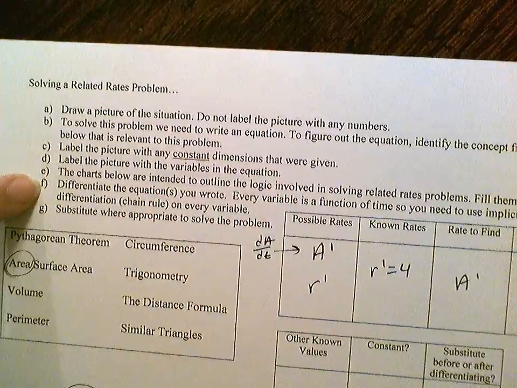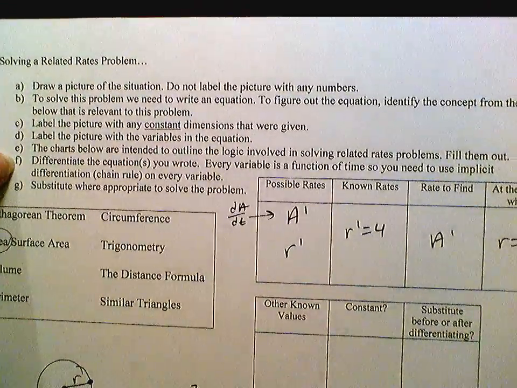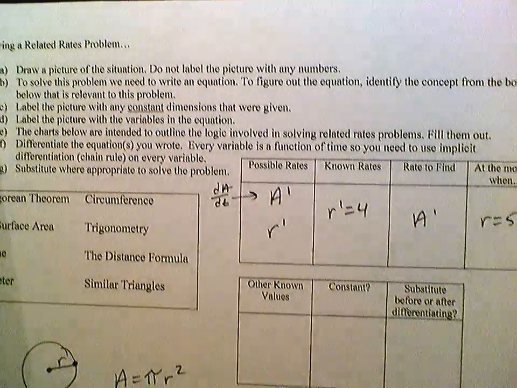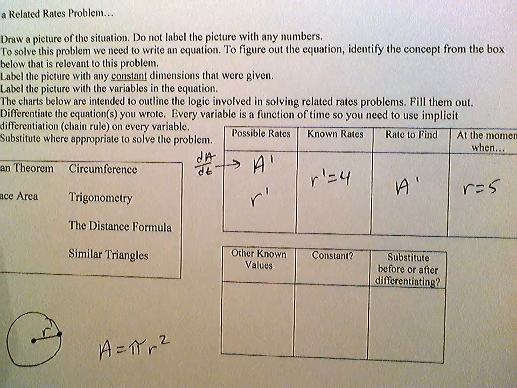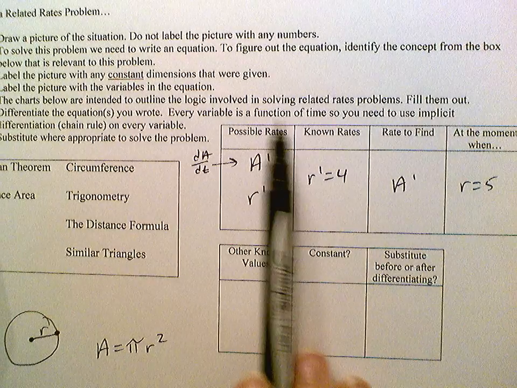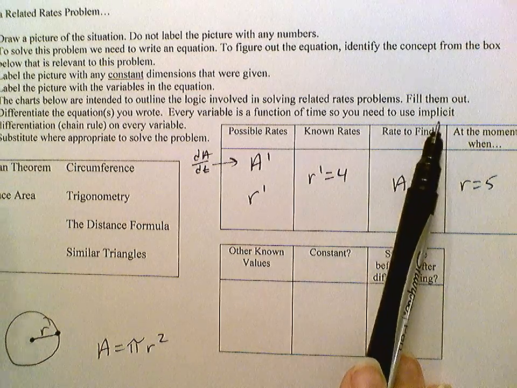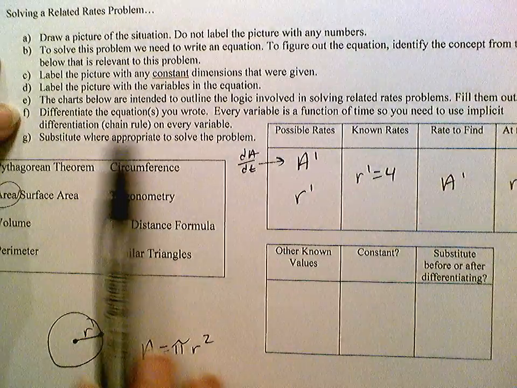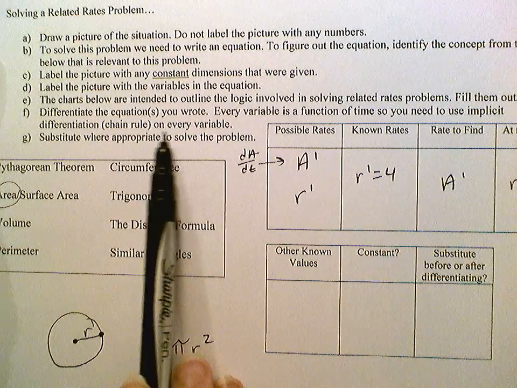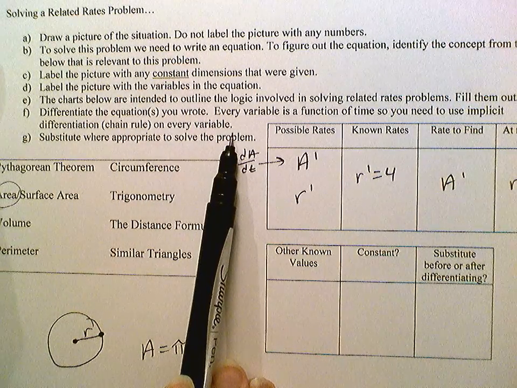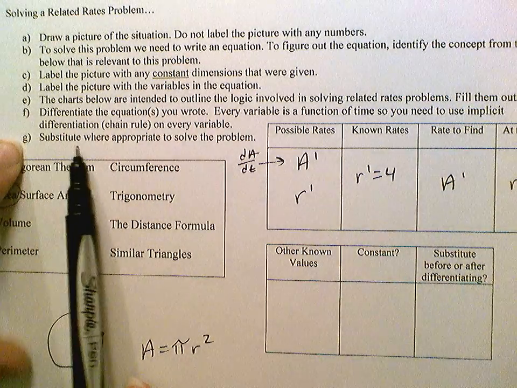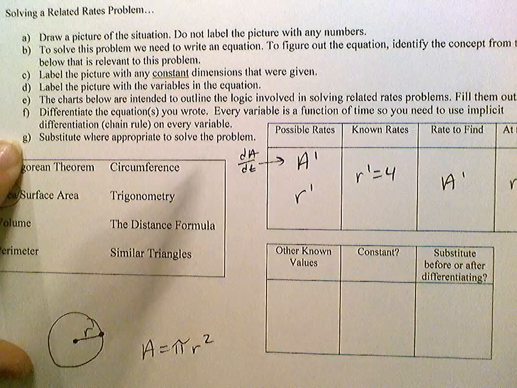Okay, so now we're on part F. Differentiate the equation or equations you wrote. Remember that every variable is a function of time, so you need to use implicit differentiation, which is basically the chain rule, on every variable. And then lastly, we will substitute where appropriate to solve the problem.